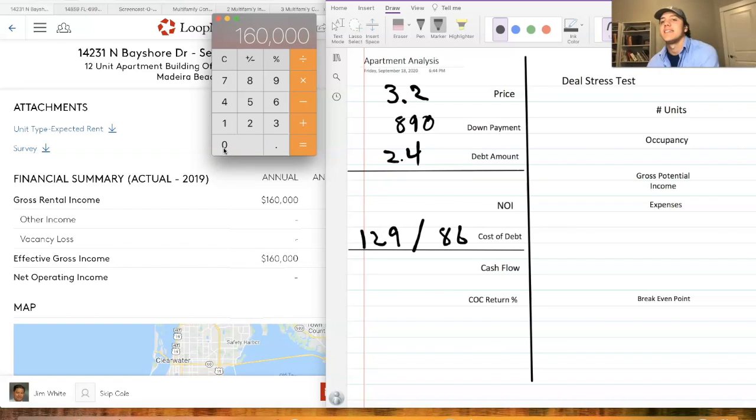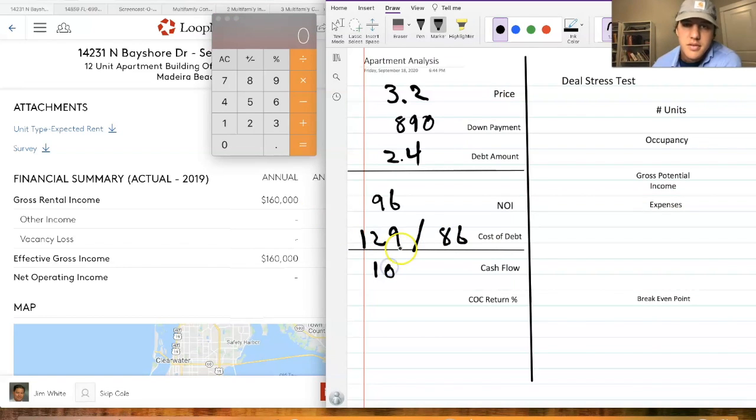If you were running this deal at 40% expenses, you'd have 60% left. So 60% of your gross would be your net income, which would be $96,000. So, I mean, it's a negative. You'd have to feed the deal if you had principal and interest. If you got the interest only, you'd be making $10,000. Let's do it for fun, but 10 divided by 890. 1% return.